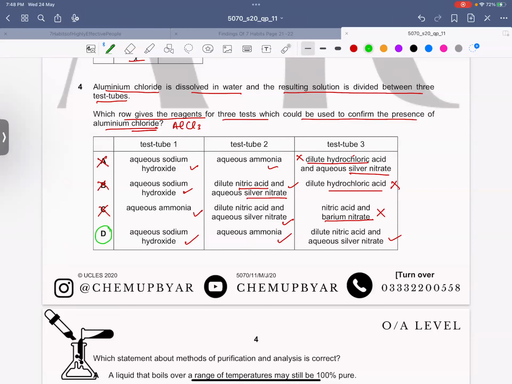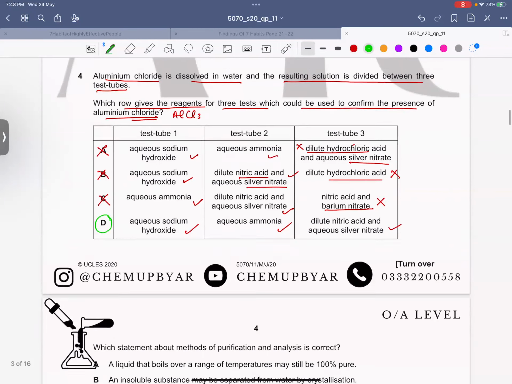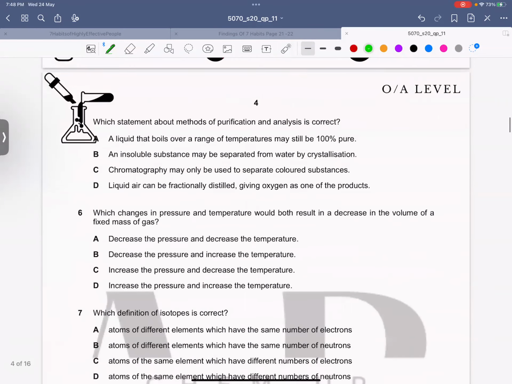Is this clear? Yes, Asad, Abdullah, and Hassan. So Rayyan, is it clear? Okay.